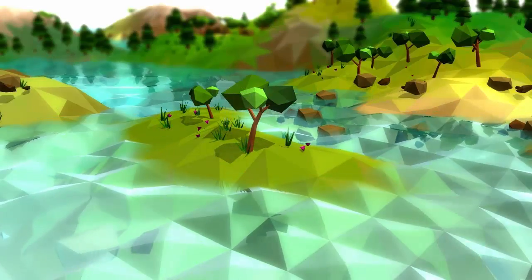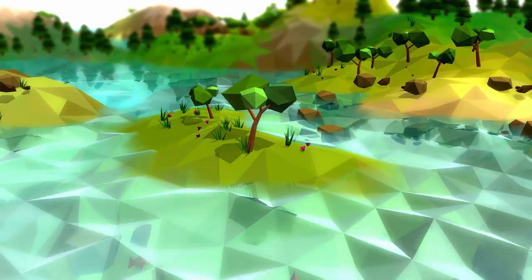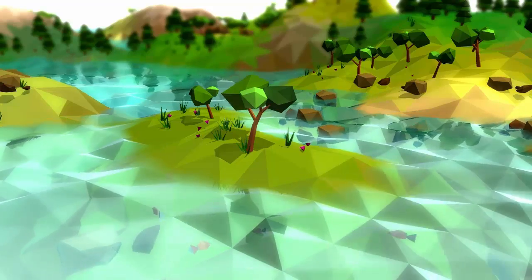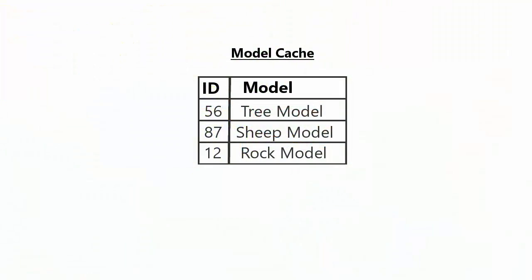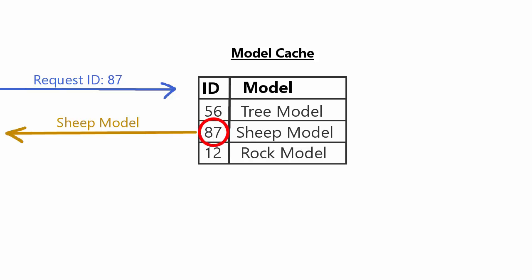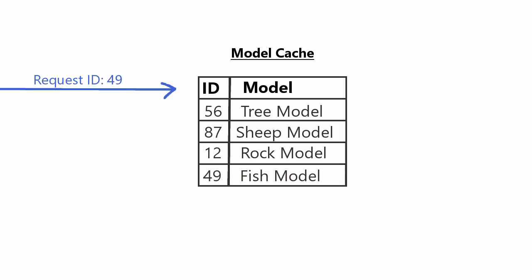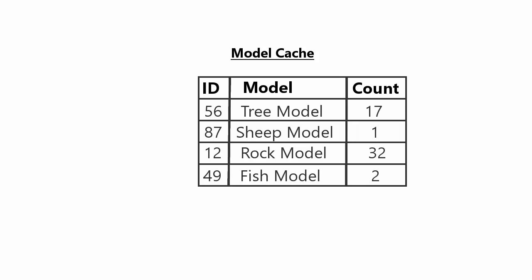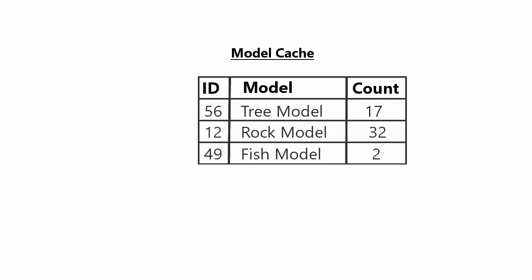Also this week I worked on a cache system for entity models to make sure that models are only loaded up when they need to be. When an entity is created, it can request its model from the cache using the model's ID. If the model has already been loaded, then the cache simply returns it, otherwise it first loads up the model, adds it to the cache and then returns it. The cache also keeps track of how many times each model is being used in the scene, and when this number gets down to 0, the model is removed from the cache and deleted from memory.